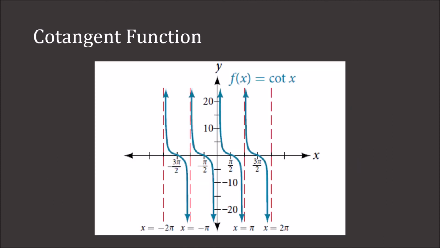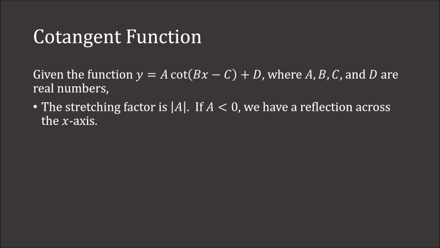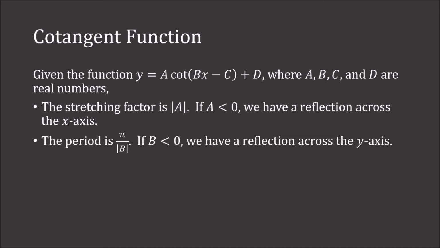And finally, here we have the graph of the cotangent function. Given the function a times the cotangent of bx minus c plus d, the stretching factor is the absolute value of a. Again, there is no amplitude. If a is less than 0, we have a reflection across the x-axis. The period is pi over the absolute value of b. If b is less than 0, we have a reflection across the y-axis.